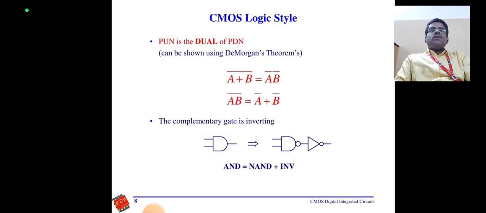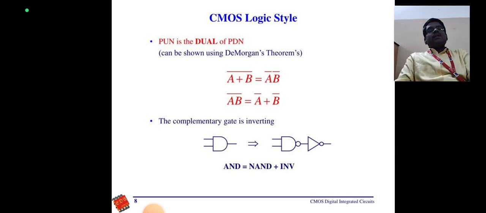Next are CMOS logic styles, that is the pull-up network and pull-down network. Both networks are available in CMOS designs. (A plus B) bar is equal to A bar dot B bar, and (A dot B) bar is equal to A bar plus B bar. This is De Morgan's theorem, and these theorems are proved in CMOS logic. AND gate is equal to NAND gate plus inverter. In CMOS logic, we only design NAND and NOR gates, and using these we also get AND gate and OR gate operations.